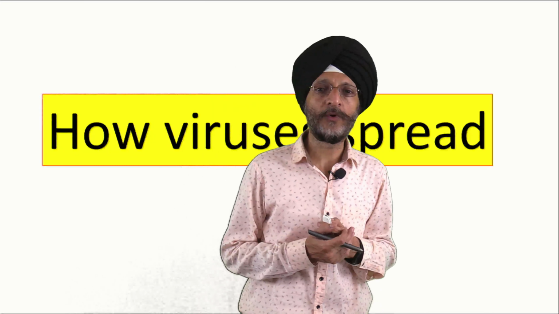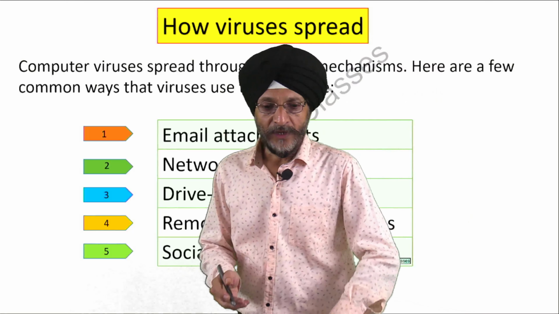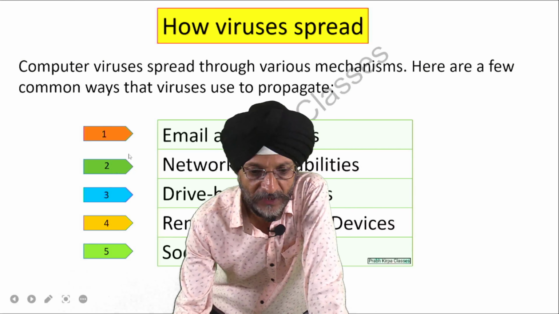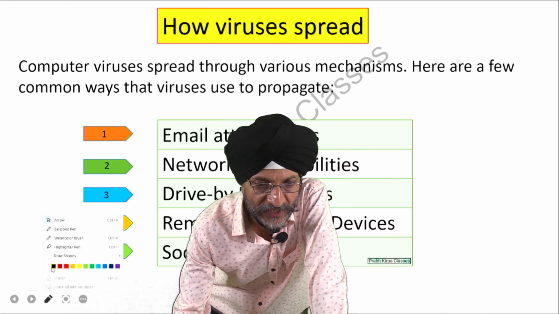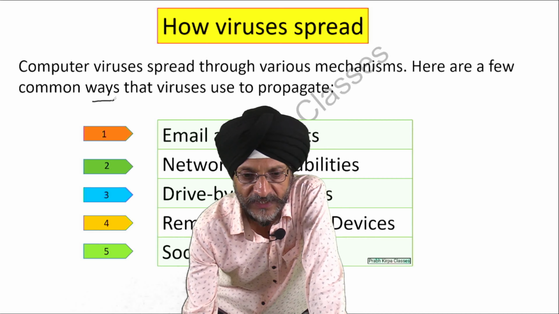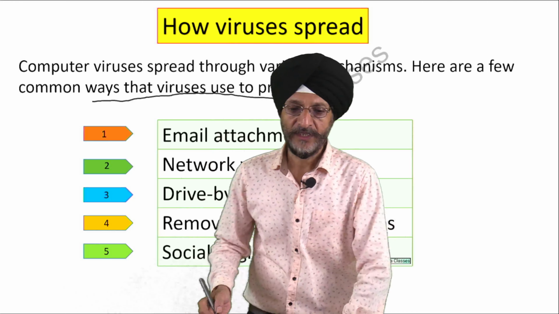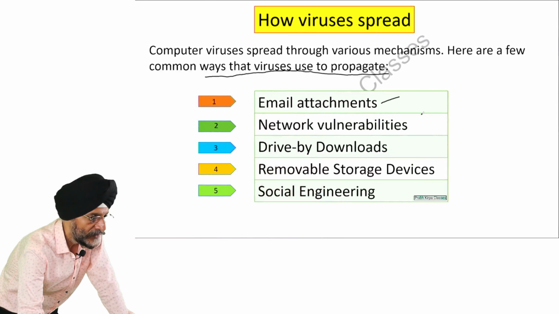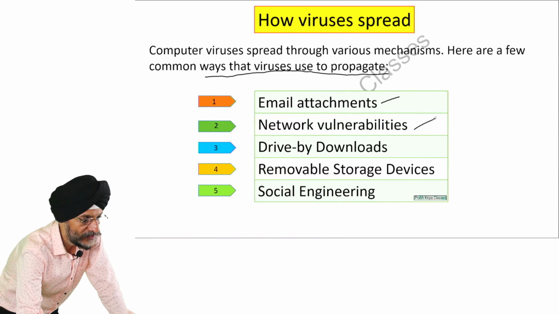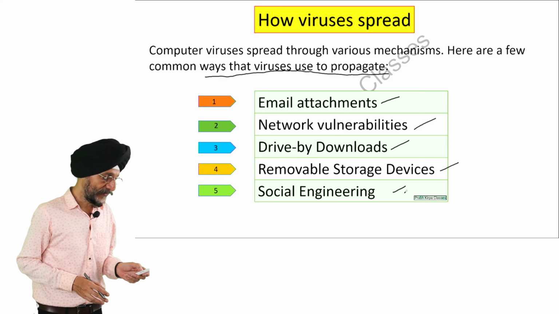Now the question before us is how viruses spread. Computer viruses spread through various mechanisms. Here are a few ways that viruses use to propagate. First is email attachments, network vulnerabilities, drive-by downloads, removable storage devices, and social engineering. We will discuss each of these one by one.